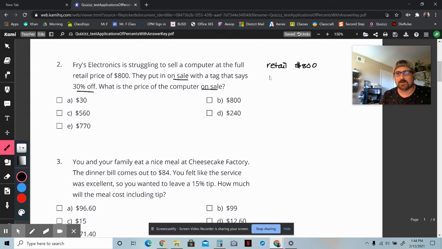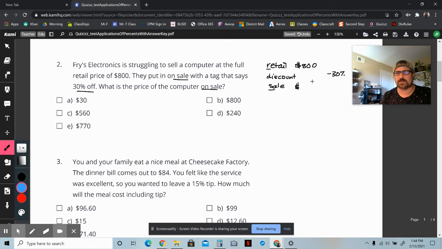They're then going to give you a discount on that TV because they put it on sale. The discount percentage is 30% off. So you're going to take away 30% of that price, basically, right? And so that's the story that's happening here. The sale price is going to be the result after you take away that amount of money, and that's what we're looking for. It says, what is the price of the computer on sale? So that's what we're trying to solve.